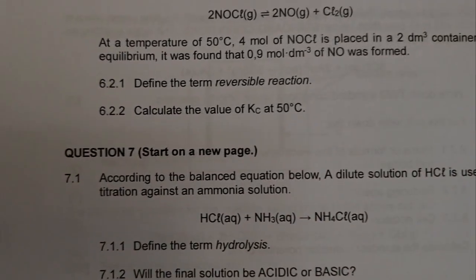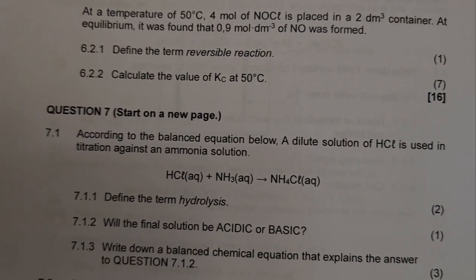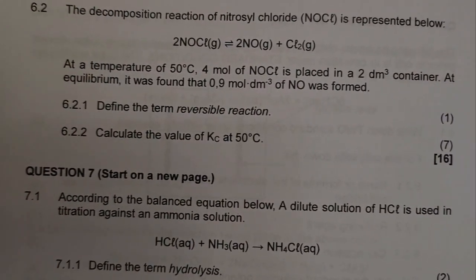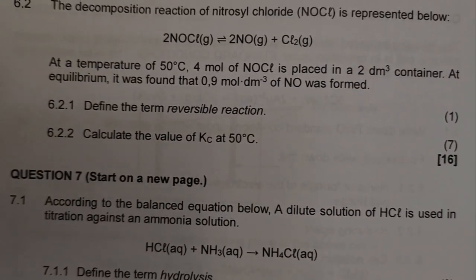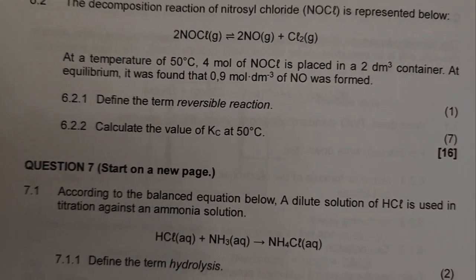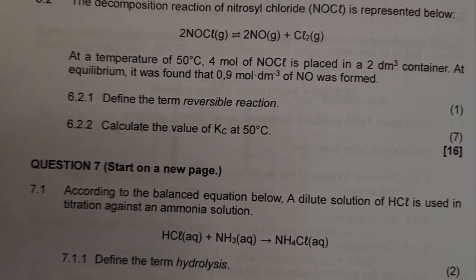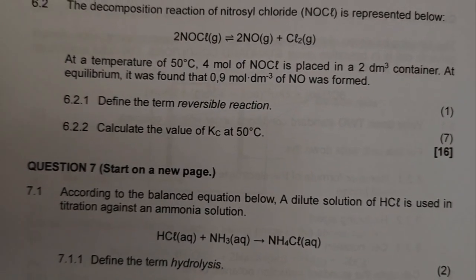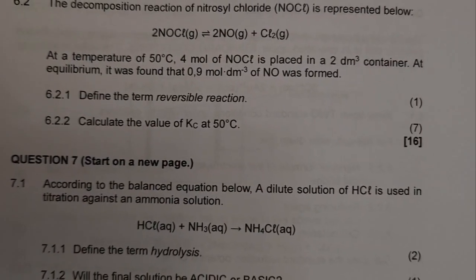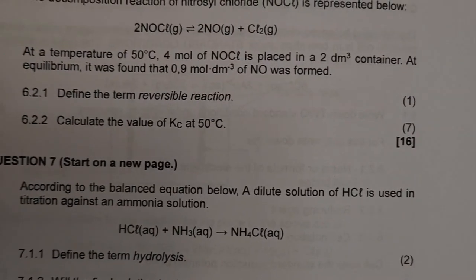They say to us, 6.2. The decomposition reaction of nitrosyl chloride is represented below. This takes place at a temperature of 50 degrees. 4 moles of NOCl is placed in a 2 dm cube container. At equilibrium, it was found that 0.9 mole per dm cube of NO was formed.